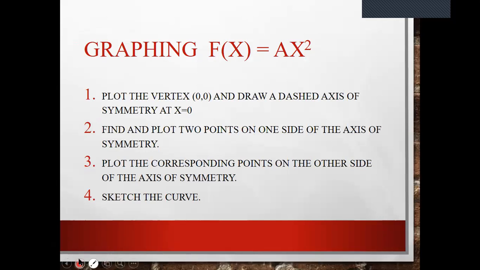So we're going to start with graphing. How to graph a quadratic. This quadratic is in the basic standard form. You only have one variable to worry about, and that's your leading coefficient, the A variable. So what we do here is we plot the vertex, 0, 0, draw a dashed axis of symmetry at x equals 0, and then we find and plot 2 points on one side of the axis of symmetry. Whether you start on the left or the right is up to you. Then we plot the corresponding points on the other side of the axis of symmetry, and then we sketch the graph. So those are the 4 steps that we're going to follow.